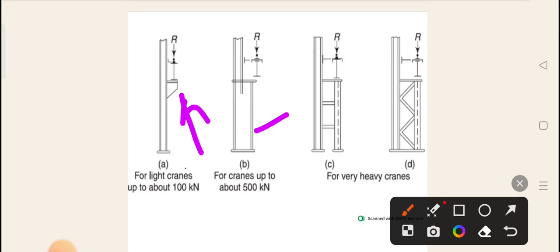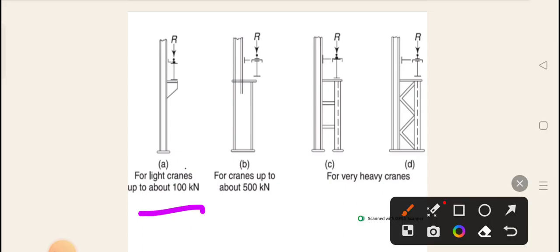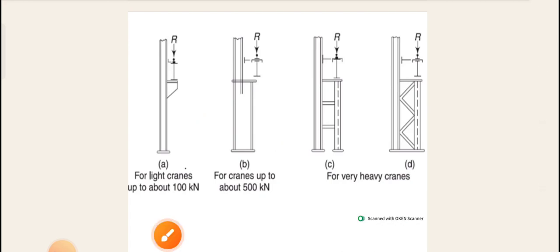Nowadays, most probably they are using a column with a bracket, and on that bracket the gantry girder rests. In this diagram, it is mentioned that for light cranes up to about 100 kilonewtons, you can go for this arrangement. For cranes up to about 500 kilonewtons, you can go with this one. For very heavy cranes, you can go with this one. If you go to any industry, most probably you can observe the bracket type at the side.